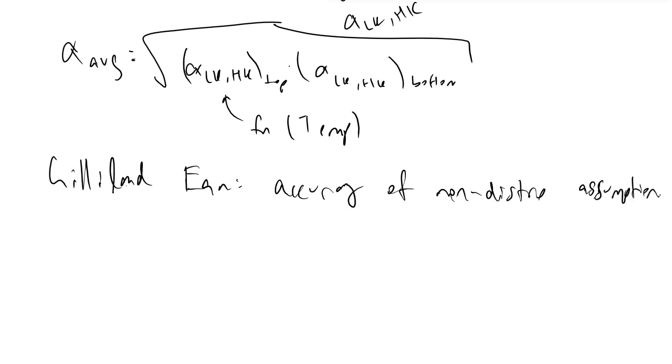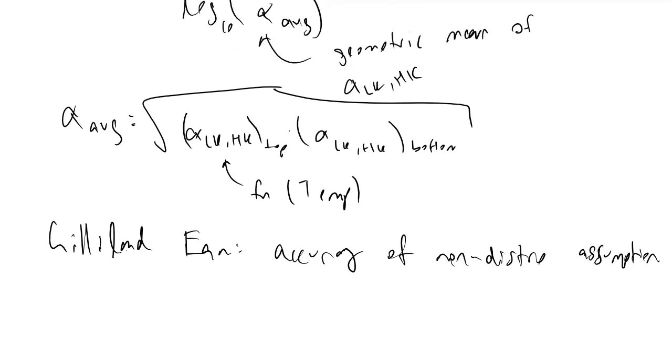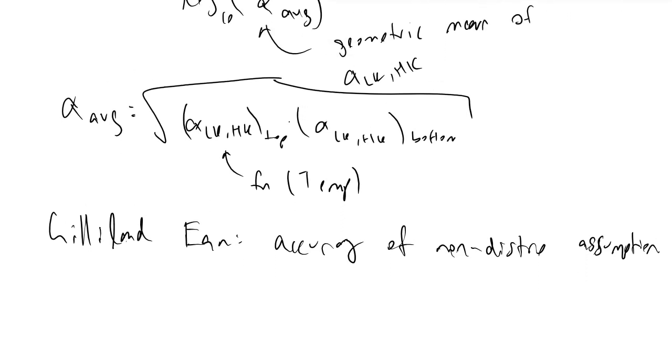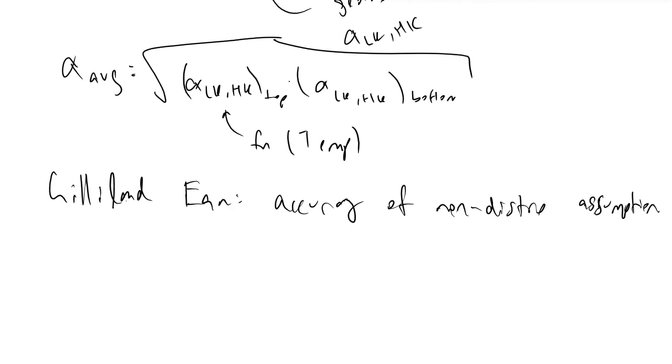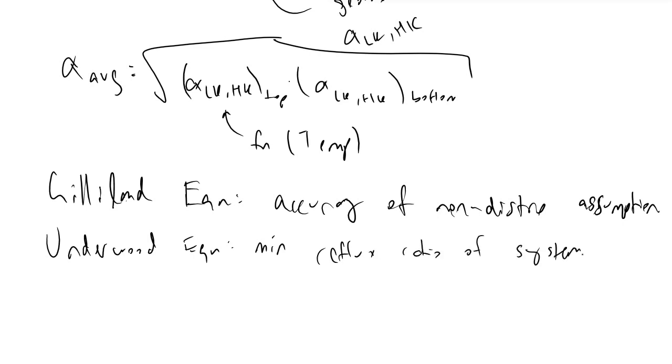And finally, the last equation that is important to know. The Gilliland equation as well as the Underwood equation are equations that you can find in mass separation textbooks. So I'll just say why you would need it. The Underwood equation is used when you need to find the minimum reflux ratio of your system. And at your minimum reflux ratio, infinitely many stages are required.